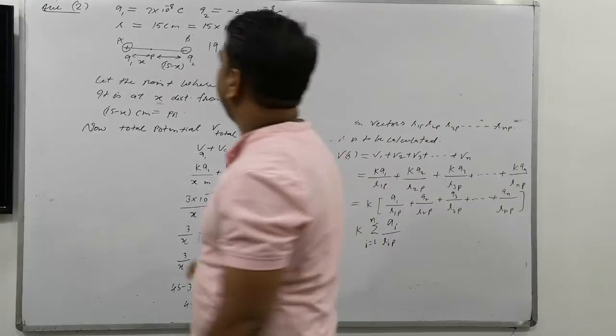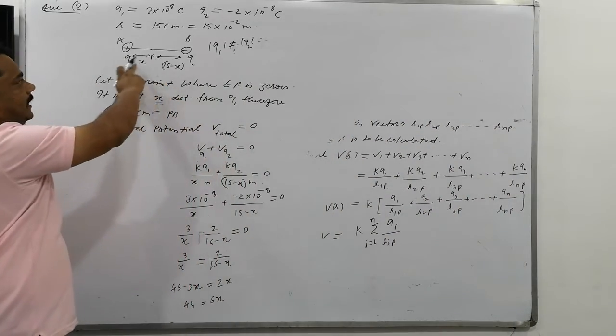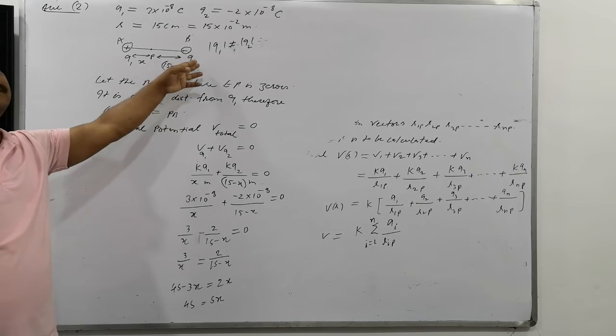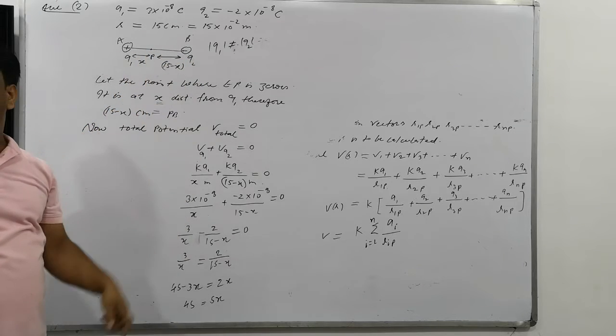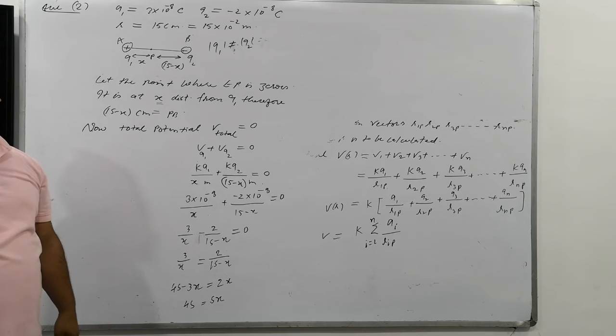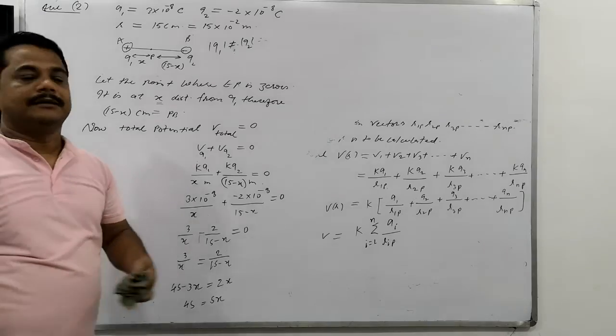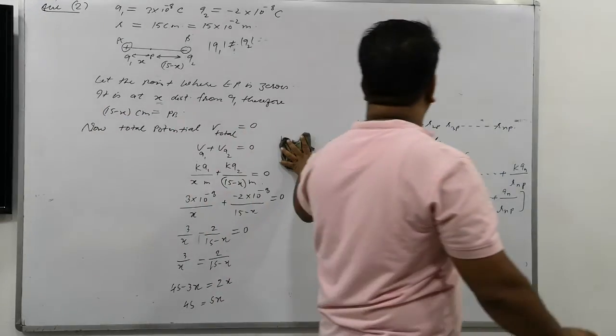It means that you will place the point P at 9 centimeter rightward, and 6 centimeter from the Q2 leftward, where the potential will be 0. Is that clear? This is the numerical aspect. Actually, why do you have to do numericals? Numerical actually tests whether your concept is very clear or not.